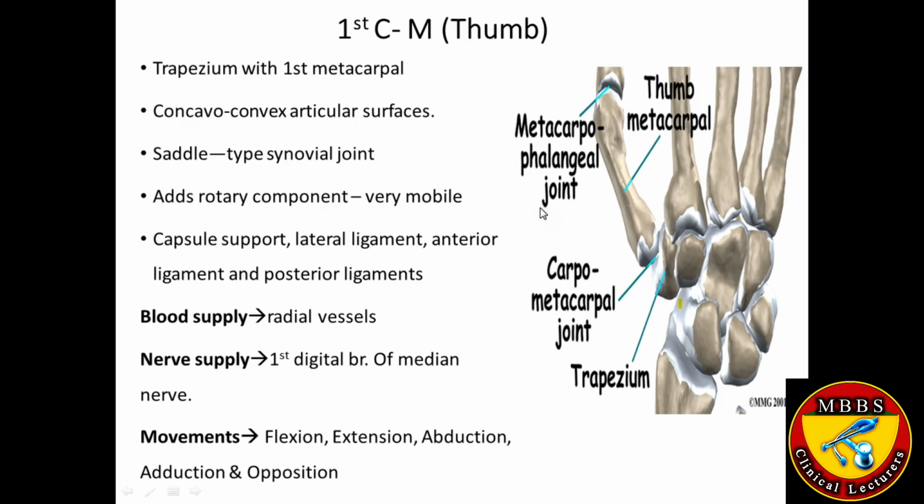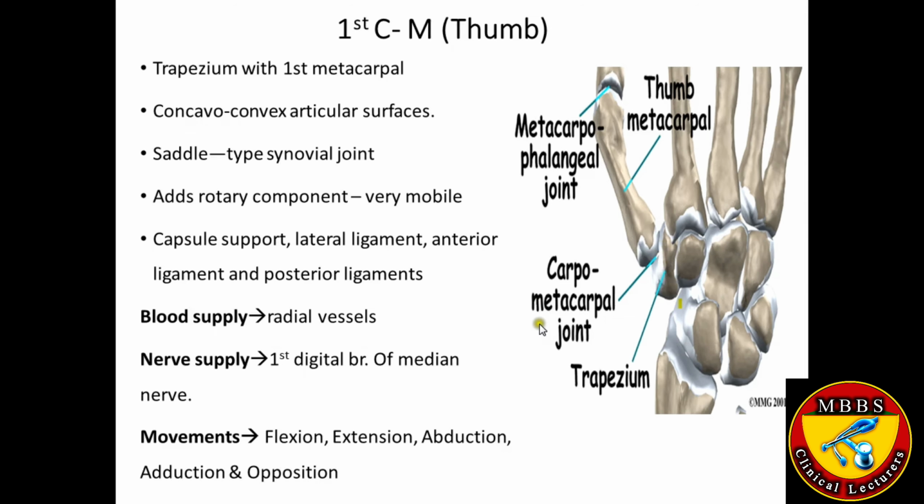First carpometacarpal joint is the joint of the thumb over here. That is the trapezium bone, which is shown over here. You can see the trapezium forming the joint with the first metacarpal. Now this joint has concave convex articular surfaces. The metacarpal base, or the distal end of the metacarpal, is convex, and the articular facet of the trapezium is concave. Therefore, we say concave convex articular surfaces. And this is the saddle type of synovial joint.